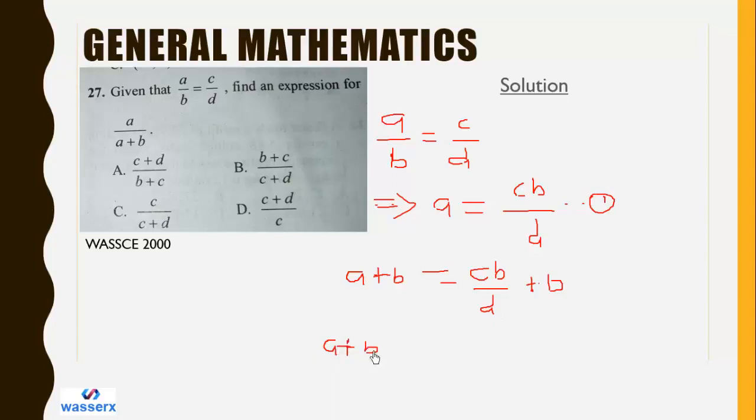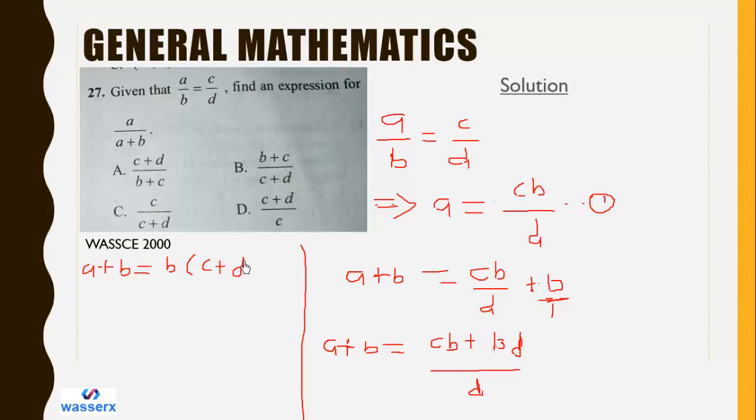Now we can simplify this further. That's the right hand side. It becomes CB over, so we are collecting LCM. The LCM is D, so this one is like B over 1. So 1 goes into D, D times B, we get BD. So we can still factor the B out. So we get A plus B is equal to B into bracket C plus D over D. Let's call this equation 2.